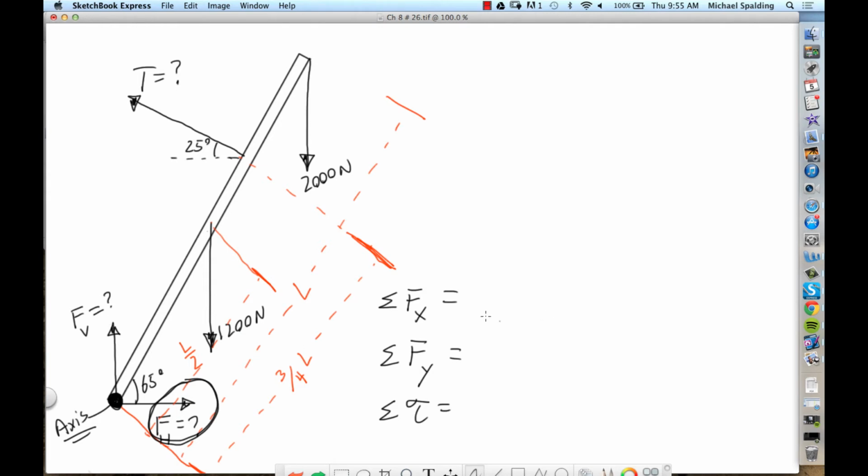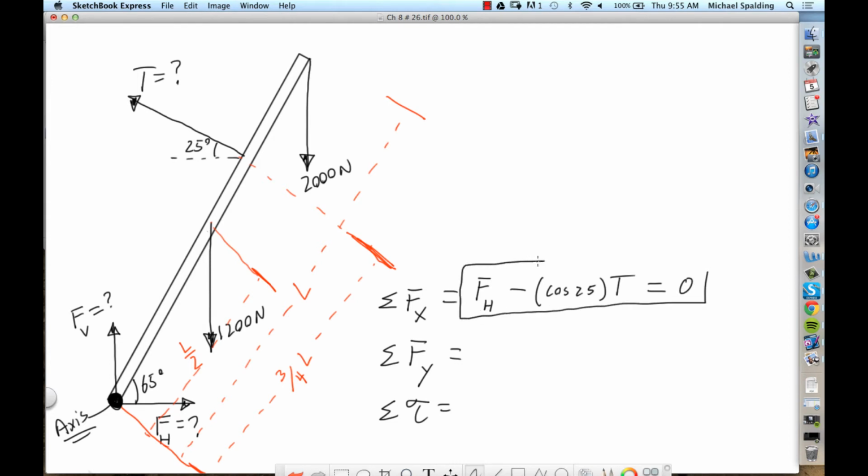So we're going to go force horizontal minus cosine 25t. Those are the 2 X forces. Sum of the forces equals ma, but is there an acceleration? Nope. So this goes to 0. So summing the forces is not that bad.